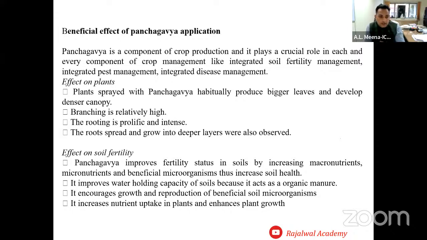Effect on soil fertility: Panchagavya improves the fertility status of soil by increasing the micronutrients, macronutrients, and beneficial microorganisms, thus increasing soil health. It improves the water holding capacity of soil because it acts as an organic manure, and it encourages the growth and reproduction of beneficial soil microorganisms, and it increases nutrient uptake in plants and enhances plant growth.